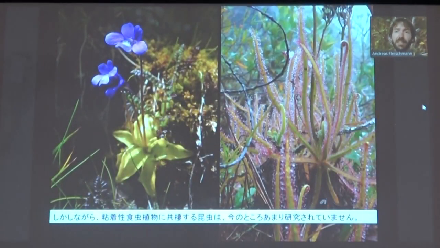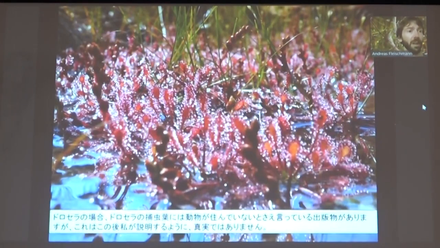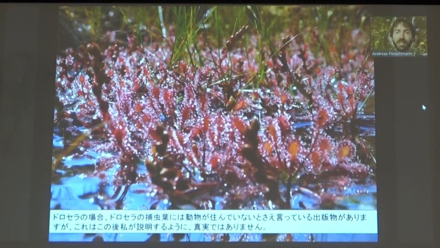However, the infauna and the insects associated with sticky carnivorous plants have been comparatively poorly studied. And there are even publications about Drosera which say that no animals live on the prey on the leaves of Drosera, and no animals are associated with Drosera. But this is not true, as I will show you in this talk.